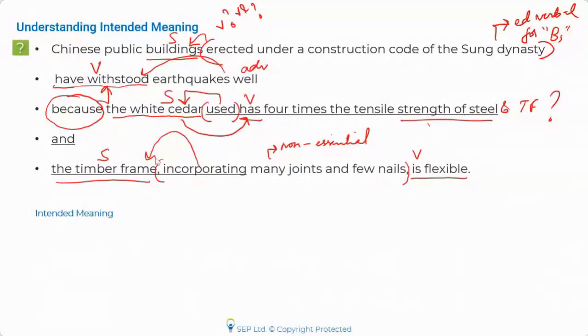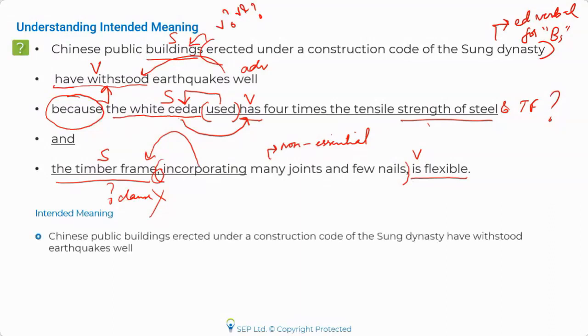You might ask, ma'am, there is a comma here. Well, the comma is not at the end of a clause, guys. Is there a clause here? No. So incorporating is modifying timber frame. The clause is timber frame is flexible, and incorporating is fitted in between the clause. So it is modifying the noun that is nearest to it. So go by the logic, guys, not by rules and regulations only.